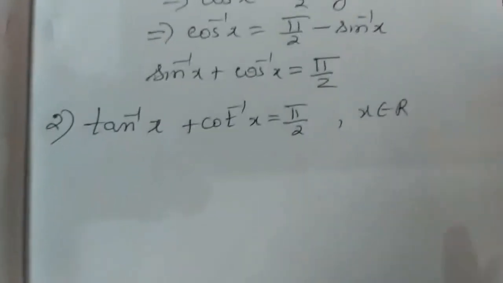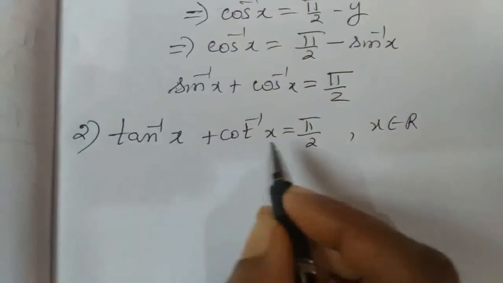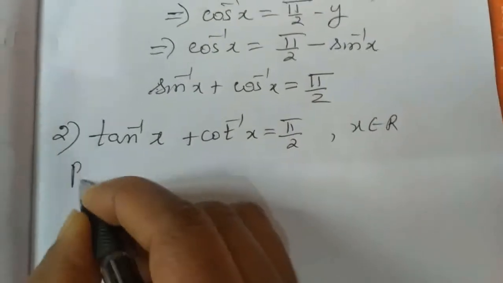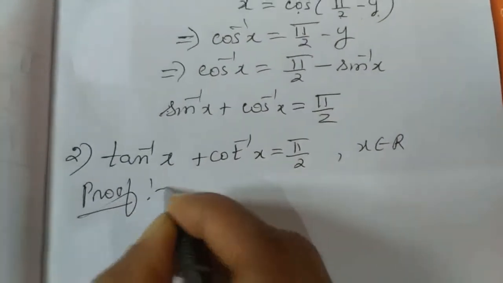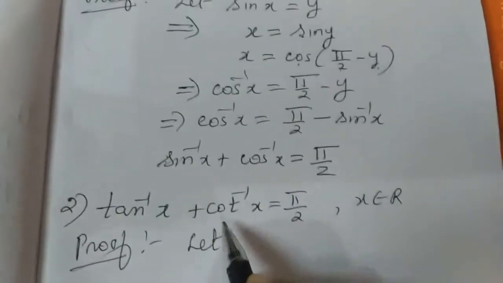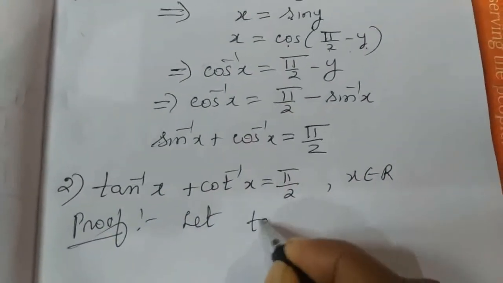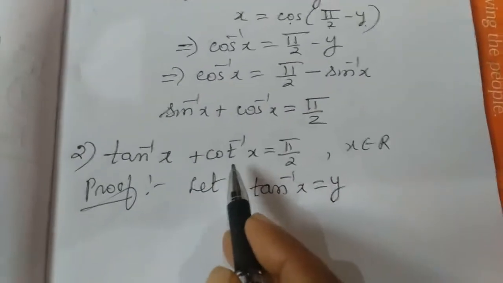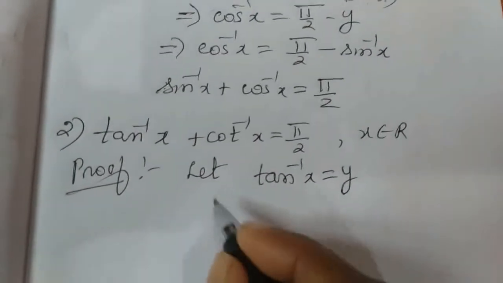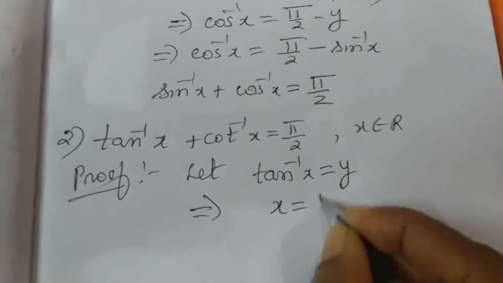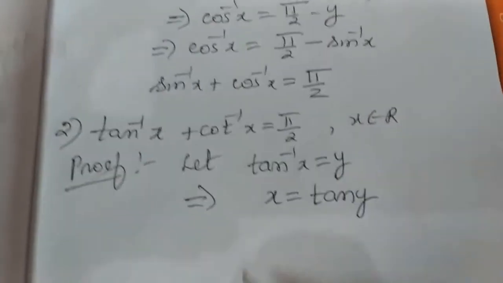Next property. Tan inverse x plus cot inverse x is pi by 2, where x belongs to all real numbers. Proof. Proof is similar to the previous one. Let us call this y. Let tan inverse x is equal to y. Either you can take any term, or you can take cot inverse x is equal to y, that is also possible. Now, it implies x is equal to tan y.